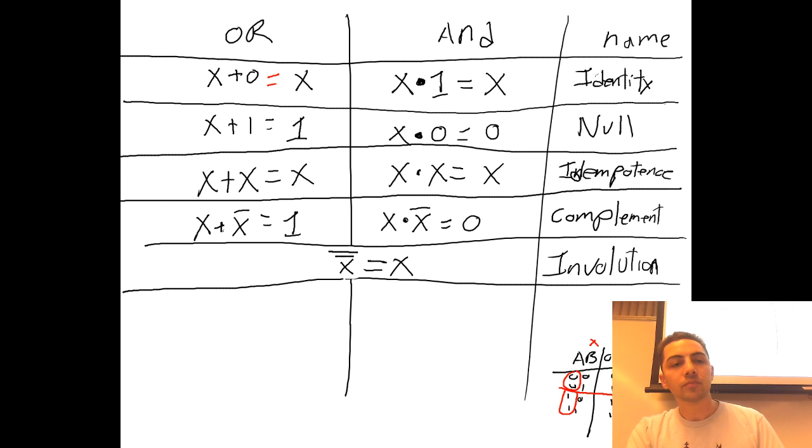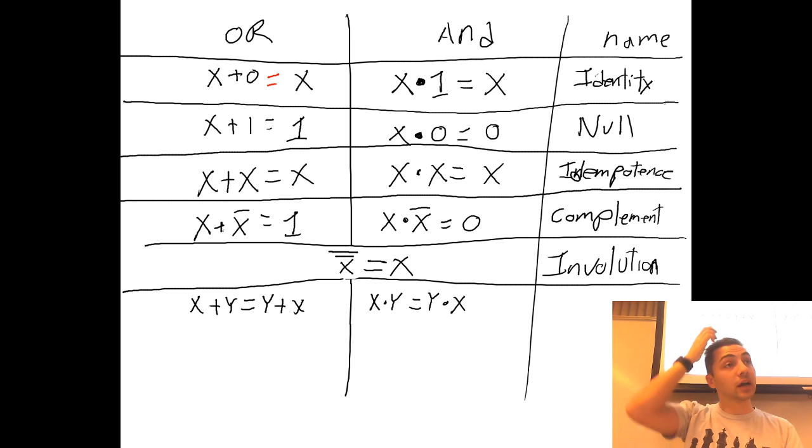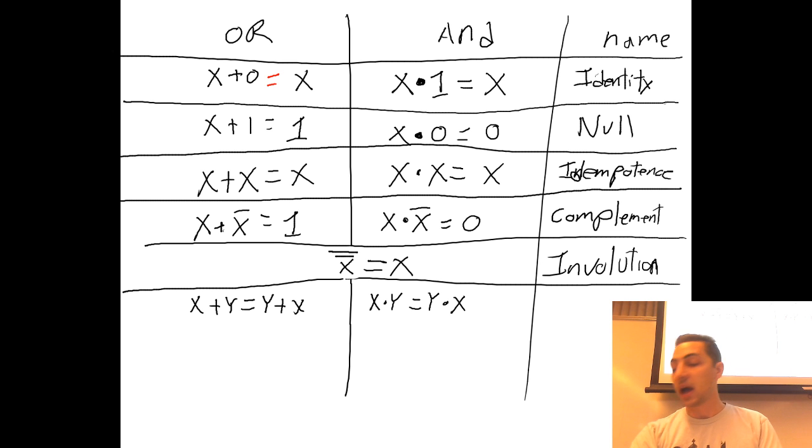All right. Moving on from here, we move on to things with 2 variables, such as x OR y. Well, x OR y is equal to y OR x, and x AND y is equal to y AND x. Now, this might seem like a duh kind of thing to you, but it is important that we have this. This is something you should have been seeing in regular algebra. This is the commutative property.